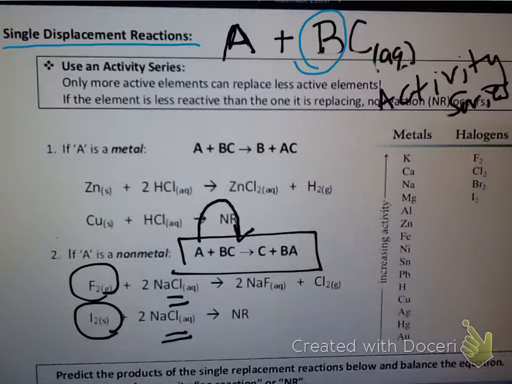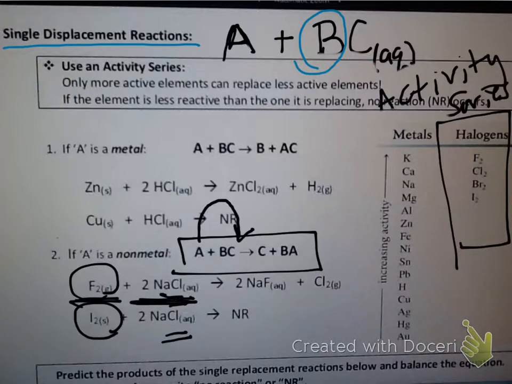So how are we going to know if it's more or less active? We're going to look at our activity series. And remember, again, I'll give you the activity series. So let's look at the activity series here. For this reaction, it says fluorine plus sodium chloride. So first of all, we say, well, fluorine's a nonmetal. So if it would react, it would replace the chlorine in this reaction. So we're going to compare the activity of fluorine with chlorine. Now, fluorine is more active than chlorine, so it will replace.